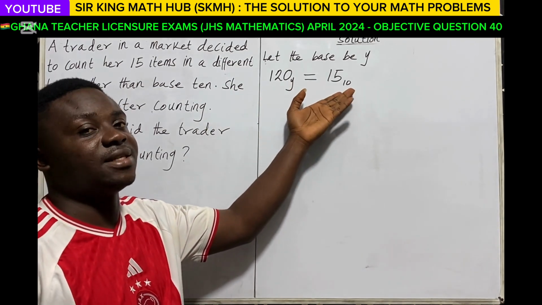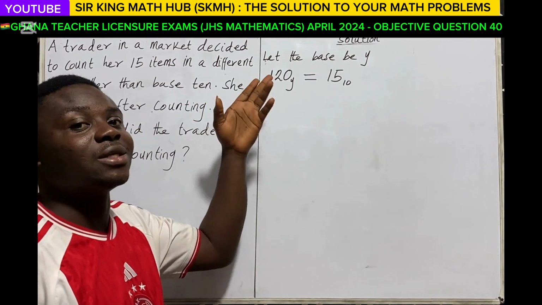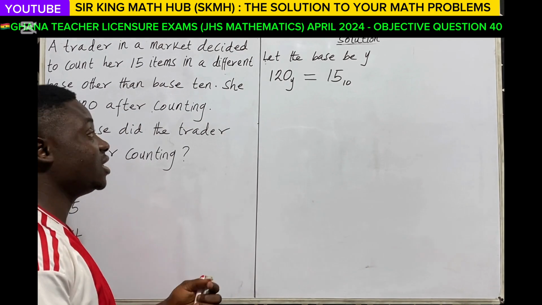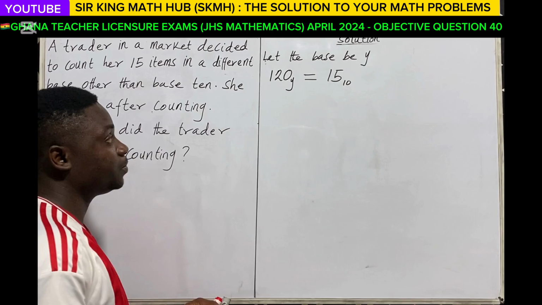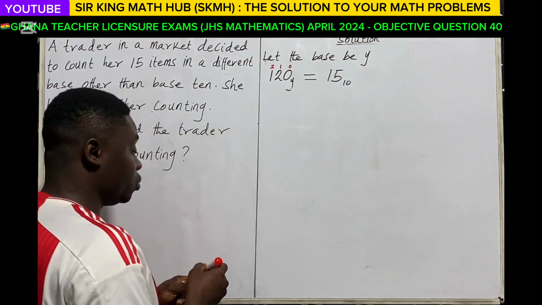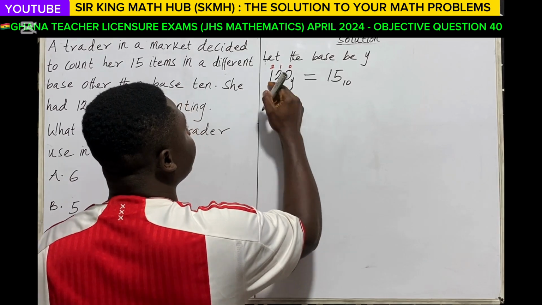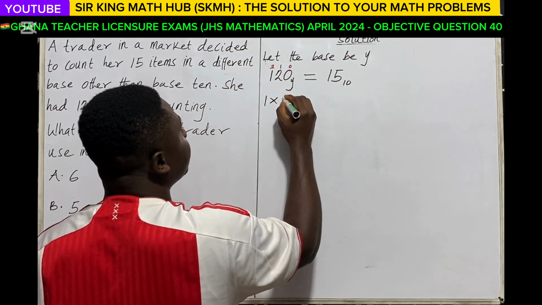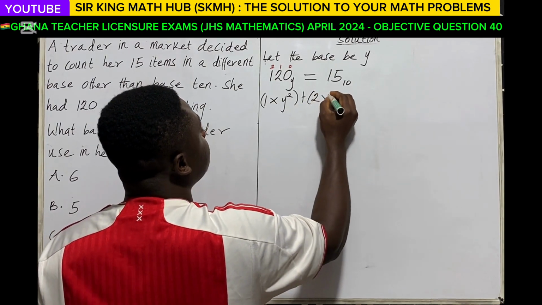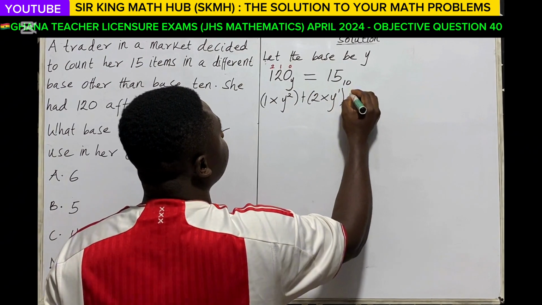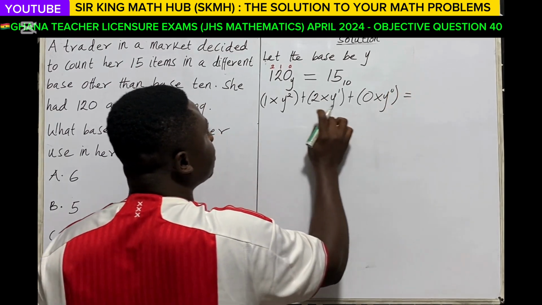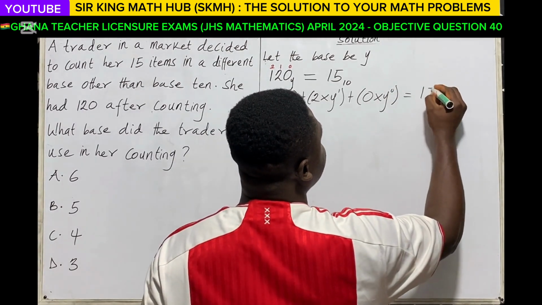Since the right hand side is in base 10, it means that we also need to rewrite 120 base y in base 10 before we can solve for y. So how do we change 120 base y to base 10? We need to find the powers. So we have 0, 1, and then 2. First of all, the first number we have is 1 multiplied by the base exponent 2, plus the second number, which is 2, multiplied by the base exponent 1, plus the last number 0 multiplied by the base exponent 0. And the whole of this expression must be equal to 15 in base 10.